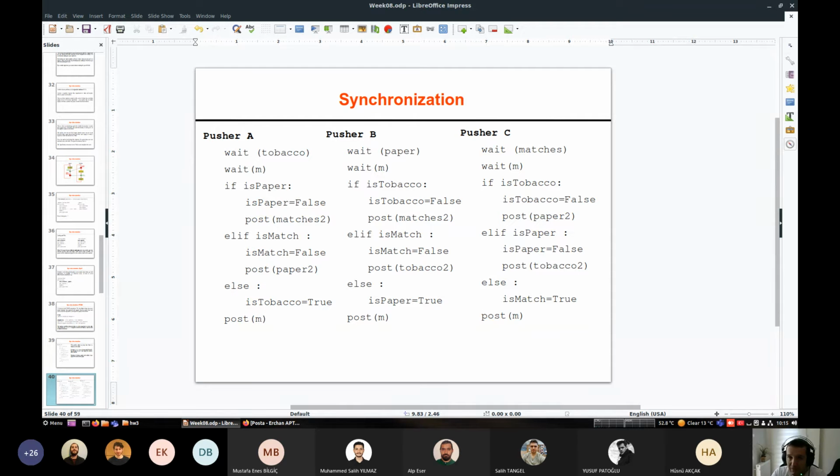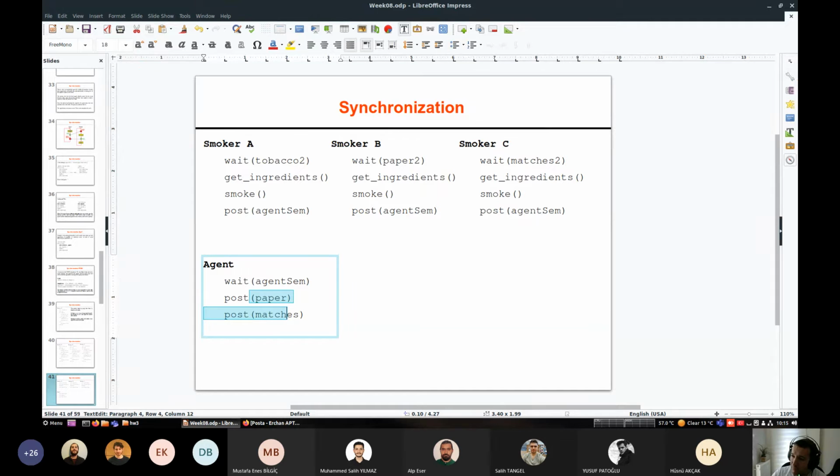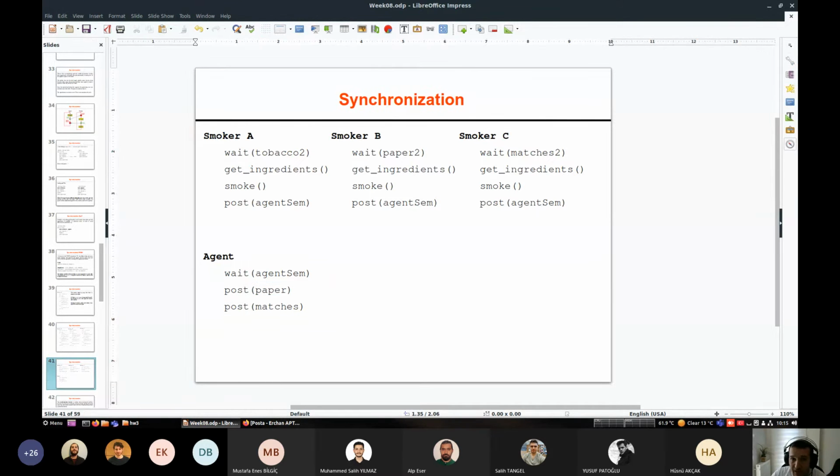Now, we will get back here. Let's look at the smokers and the agent. Now, let's look at this. The agent brings paper and matches. The agent has brought paper and matches. Now, can any of the smokers execute? No. The smokers are waiting for tobacco 2, paper 2, matches 2.